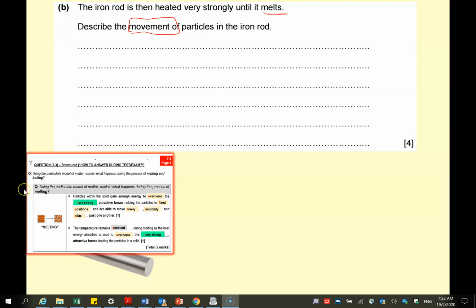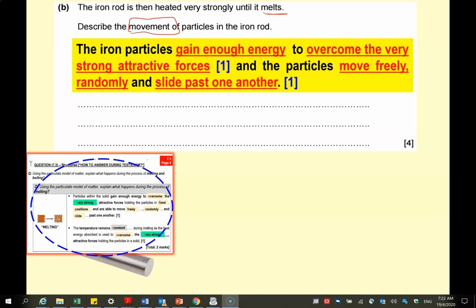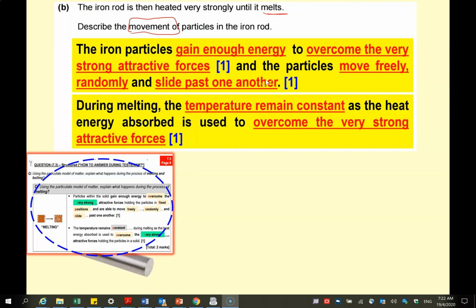This is a very common question during examinations. You explain it this way. The iron particles gain enough energy to overcome the very strong attractive forces in the solid state, and the particles move freely and randomly and slide past one another when it becomes a liquid.